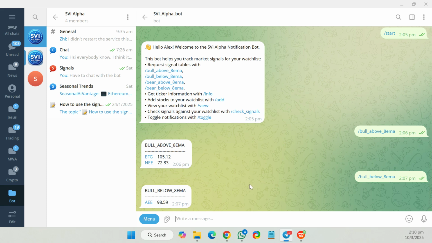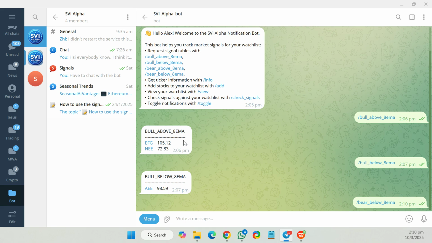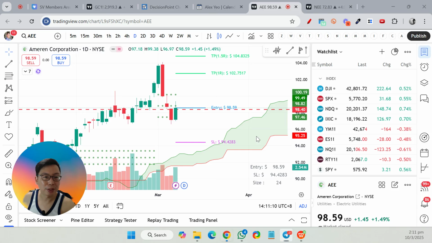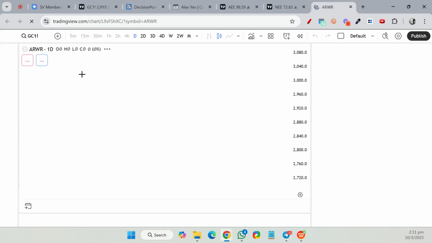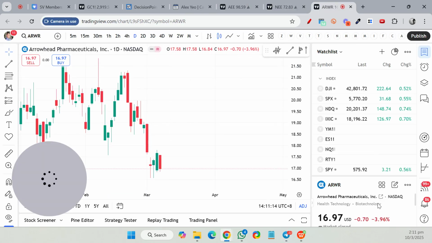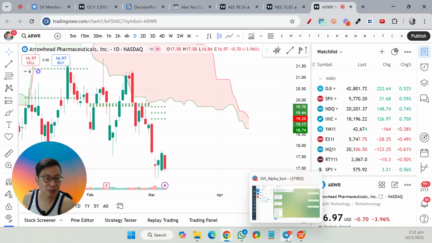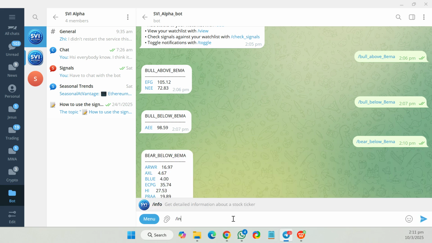Not only that, sometimes you may want to look at bearish momentum, below 8 EMA. I can see that all these are for this coming week. Maybe you wonder what this ARWR is, what this stock is about. You can click on it. Of course, you can still go to TradingView and take a look, but for a very quick glance, you can use the bot to get information about this stock.